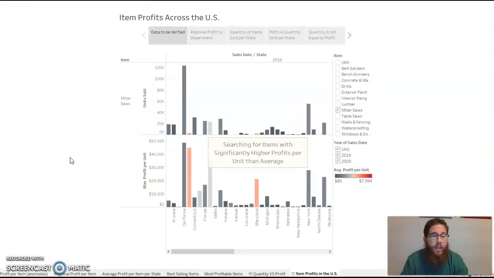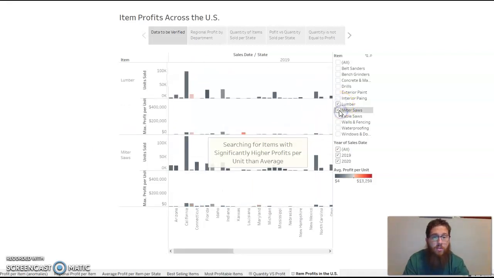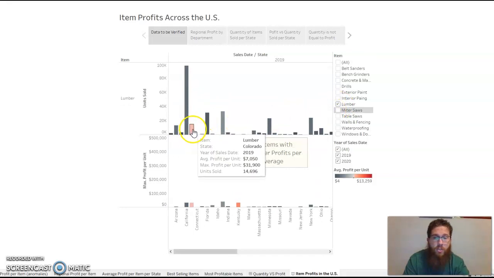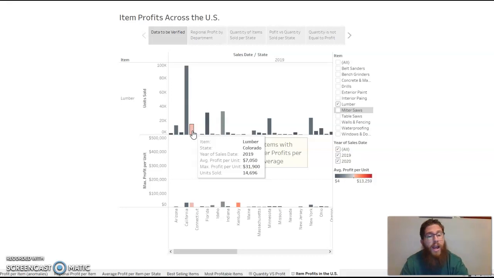I'm starting my story again by showing you that there's a possibility that there's errors in our data that could impact our results. Here I called it the data to be verified. You can drill down by different items and see if there's any outliers. Like here, the average profit is $7,000, but the maximum profit is $31,000. So why such a difference? Is it bad numbers in here, or is there an actual difference in the profit made by the same item in the same state?